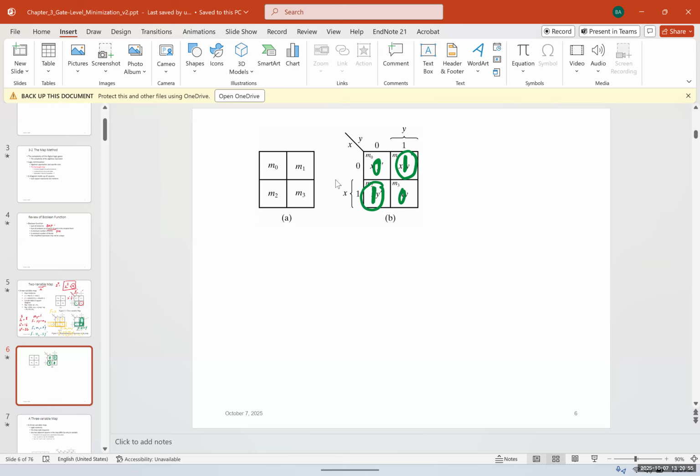This is in Y column, this is in X, and that one is in X prime, and this one is Y prime. So F would be equal to X, Y. This one is X, Y prime. And this one, this is X prime, this is Y prime. It's going to be X prime Y. So it's going to be X, Y prime and X prime Y.